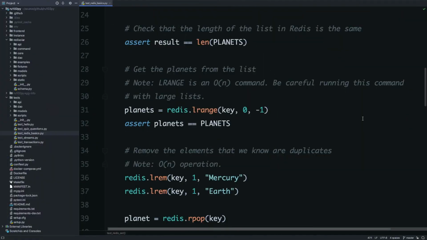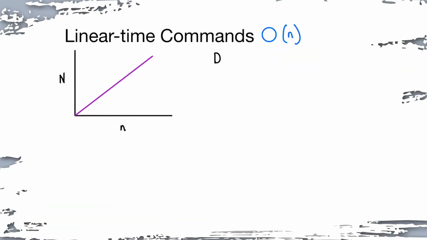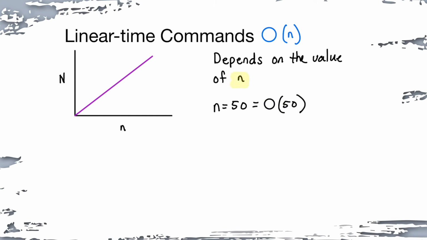It's the linear time commands, the commands marked O(n), that you need to be careful with. But even here, it all depends on the value of n. For example, let's take a look at the lrange example. You may recall this code from earlier in the course. Here, we're calling lrange to return all the elements of a list. If the list contains 50 elements, then this command has time complexity of O(50), and Redis can execute such a command in a matter of microseconds.